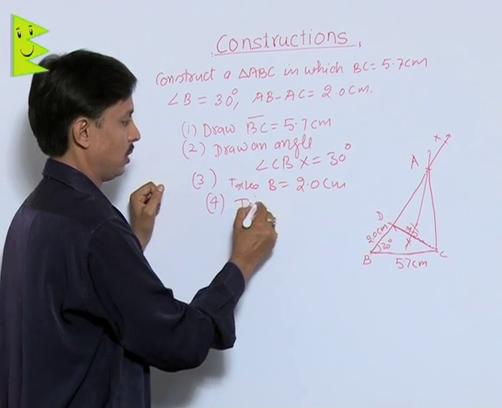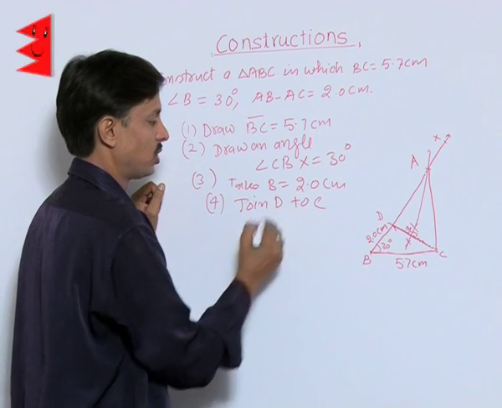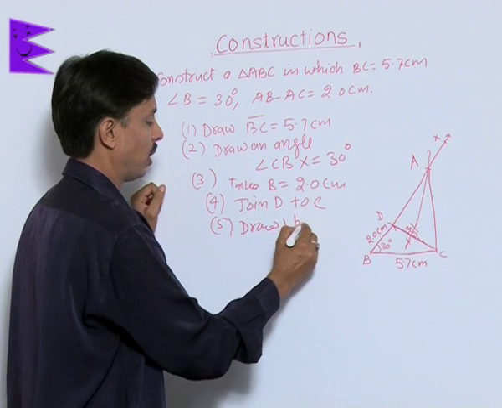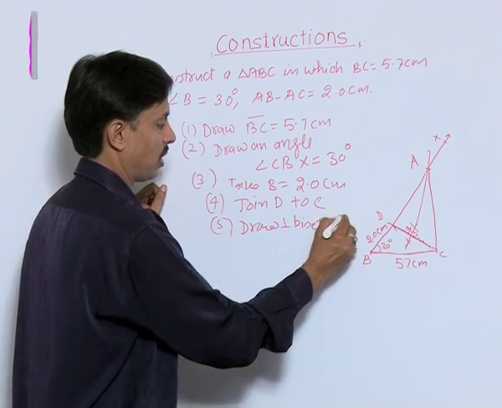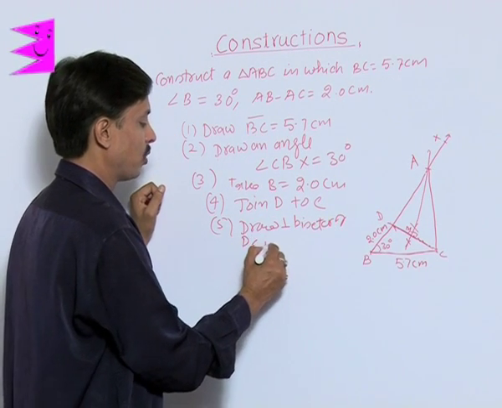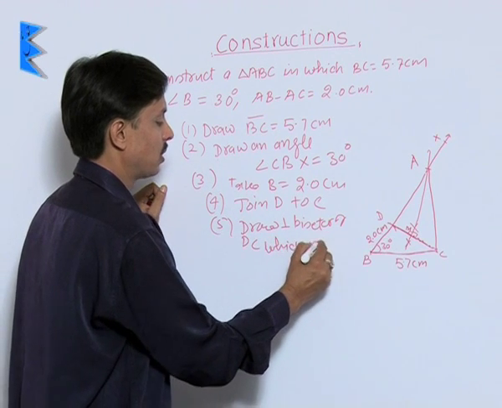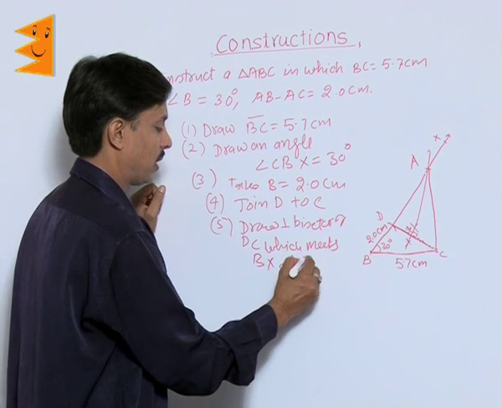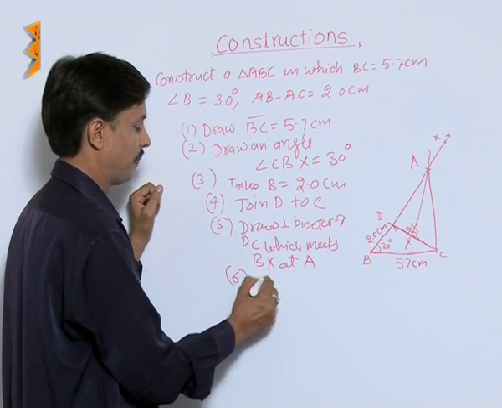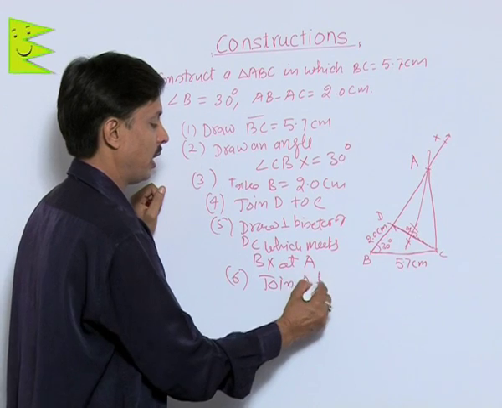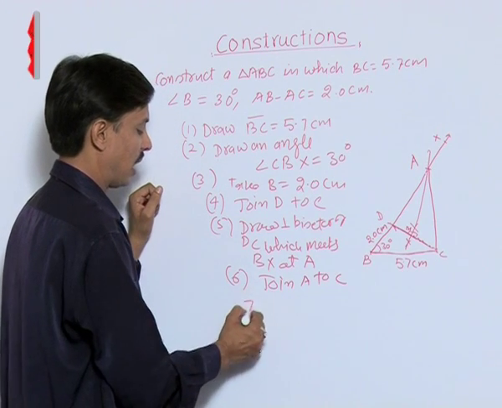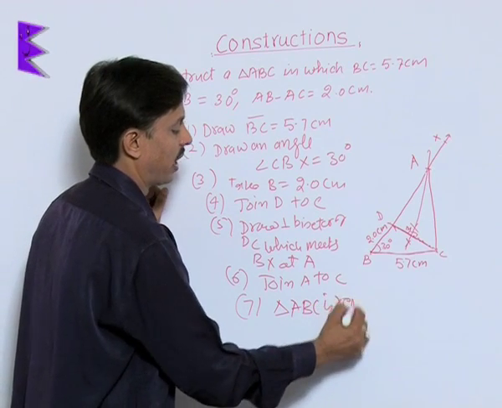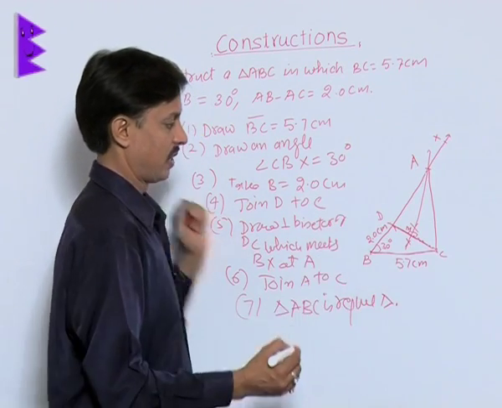Fourth, join D to C. Fifth, draw the perpendicular bisector of DC which meets BX at A. Sixth step, join A to C. And last, triangle ABC is the required triangle.